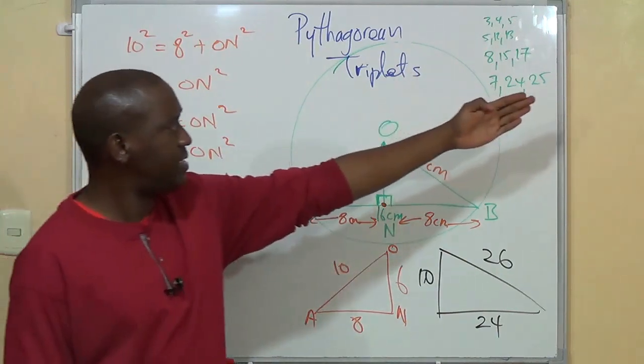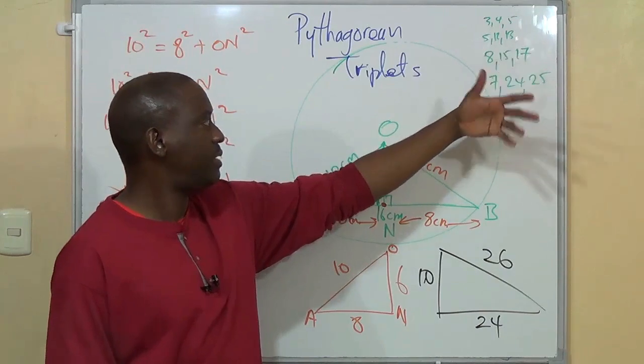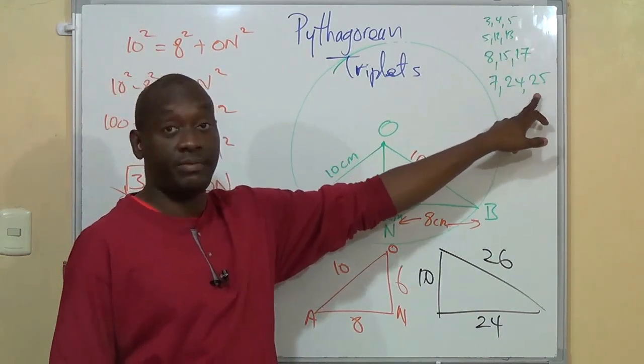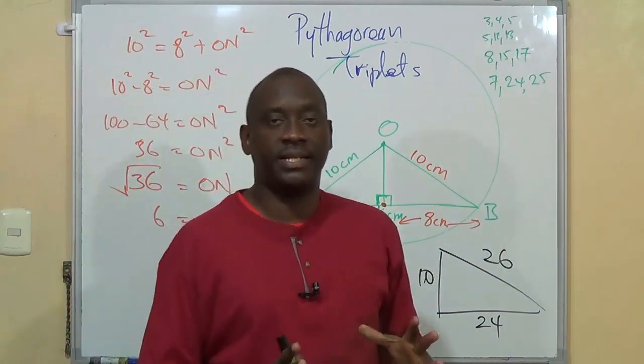8, 15, 17, same thing. 16, 30, 34. 7, 24, 25, let me say multiply by 3: 21, 72, 75. So that's basically it there.